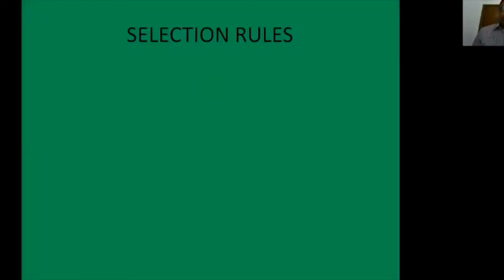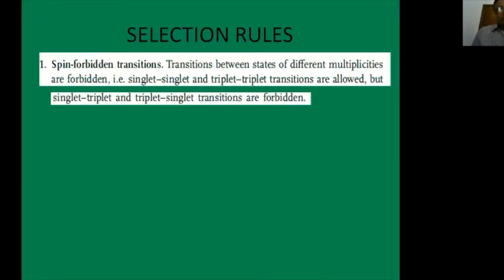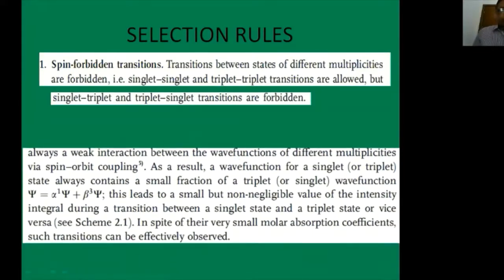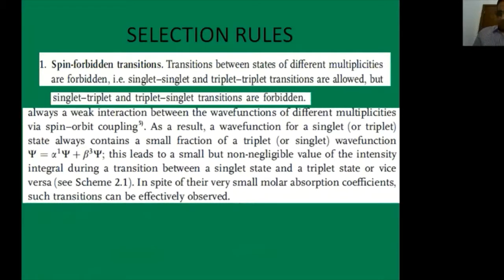Now, when you talk about electronic spectroscopy, there are certain selection rules that come to mind. The most fundamental selection rule is the spin forbidden transition. That means electronic transitions always take place between the same spin states, singlet to singlet and triplet to triplet, whereas singlet to triplet and triplet to singlet are forbidden. And even if they happen, they are weak. There is always a spin-orbit coupling possible that will make the electronic transitions appear weak also.